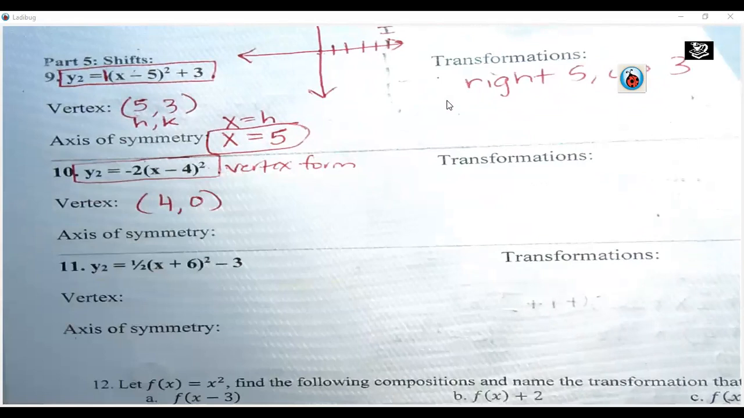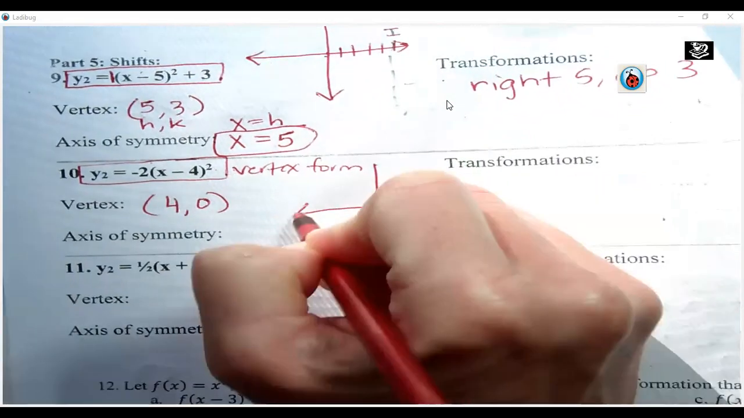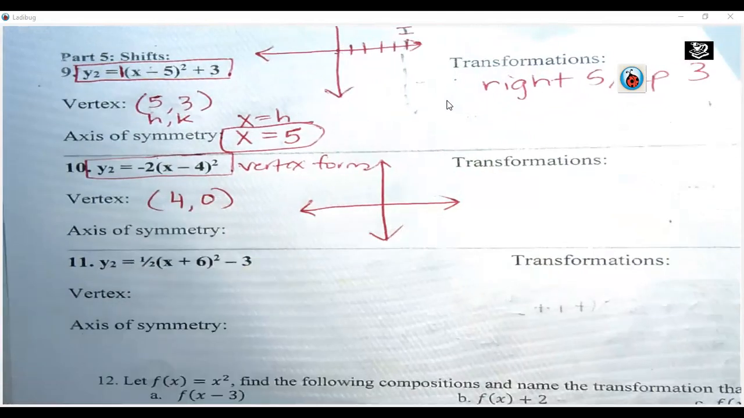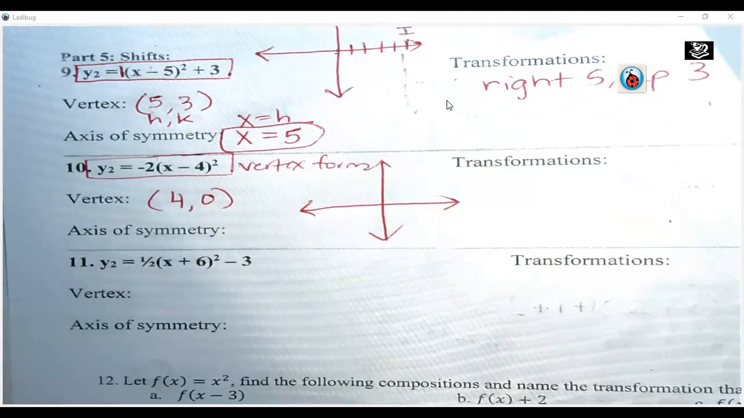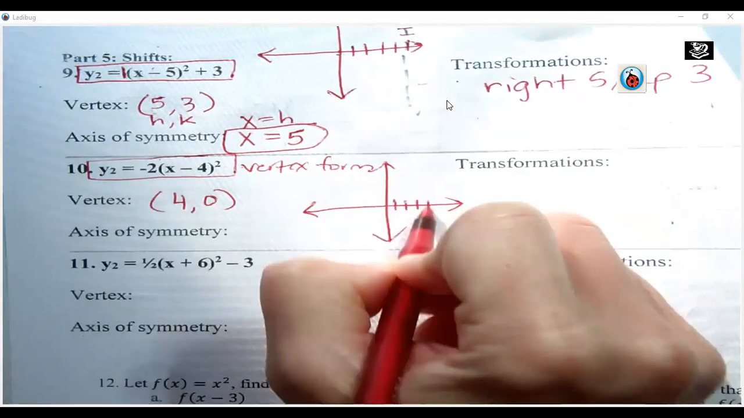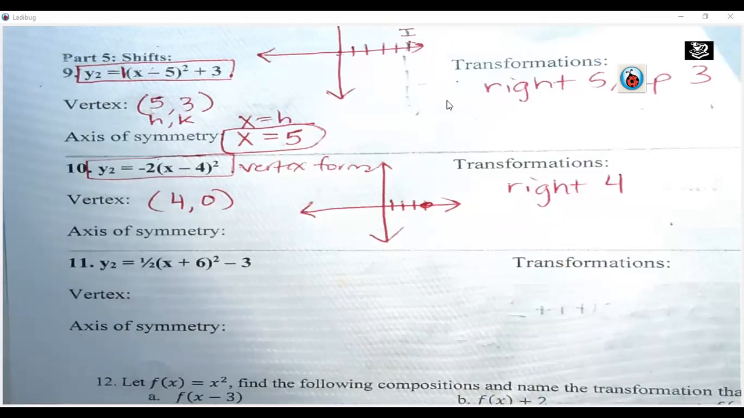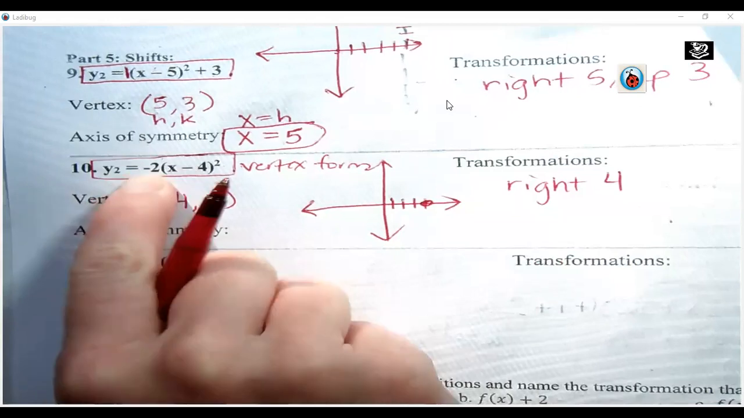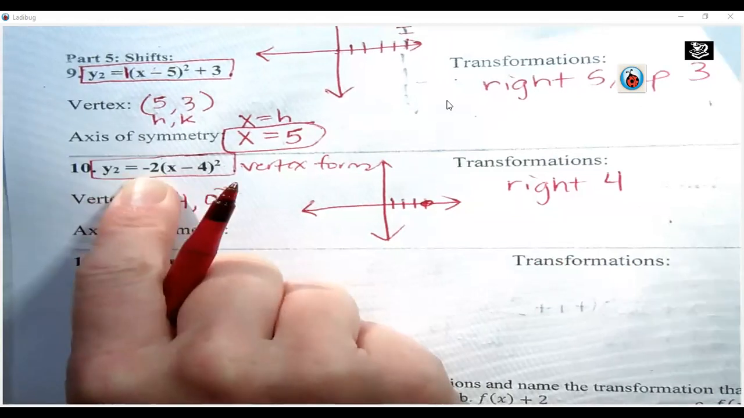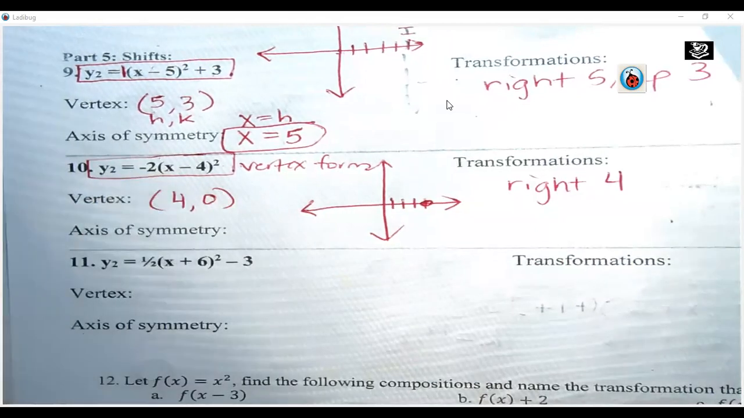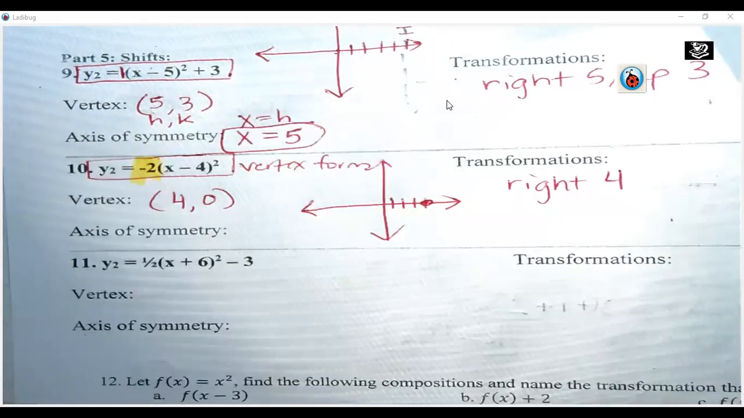So once again, if I think about a graph, how do I get to 4, 0? What do I have to do? Right 4. Good, I have to go right 4. So that is one of the transformations. Now, this one also has a negative. You treat the negative and the 2 separately. I can't stress that enough. They are 2 separate transformations.